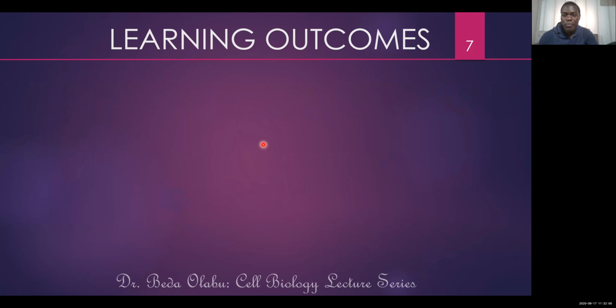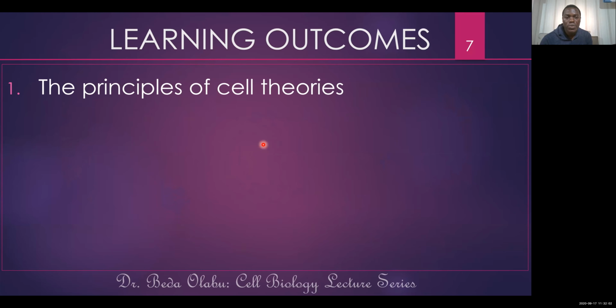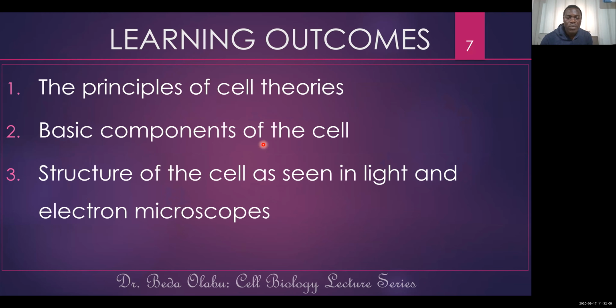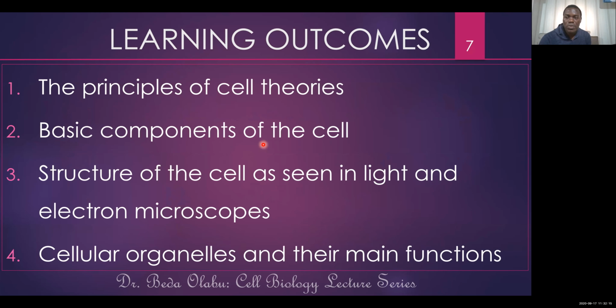In this lecture, we are going to look at the principles of cell theory. We are going to look at the basic components of the cell. We are going to look at the structure of the cell as seen under light as well as electron microscopy. We're also going to look at cellular organelles and their major functions. I will take a small detour and also talk about the genetic makeup of the cell and how the chromosomes are organized.